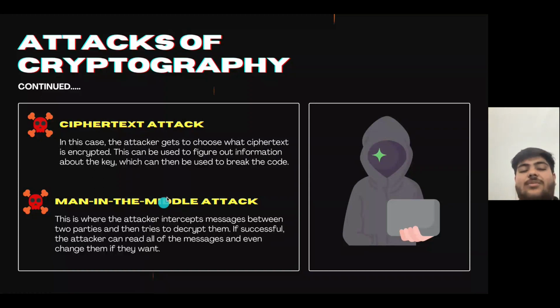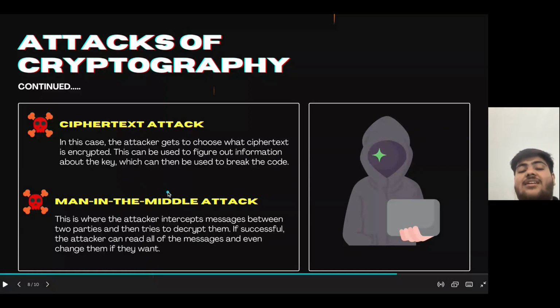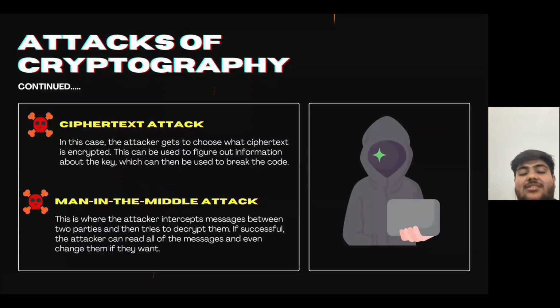Now, what is man in the middle? This is where the attacker intercepts, not encrypts, sorry, there's a mistake there, the message between two parties and tries to decrypt it. So you are sending a message to your friend, and in between the attacker captures your message and tries to decrypt it, just to find out what the actual message is. If he is able to find out, he'll know the key, and then he'll be able to read all the messages. Intercepting messages is really easy, but decrypting them is not.